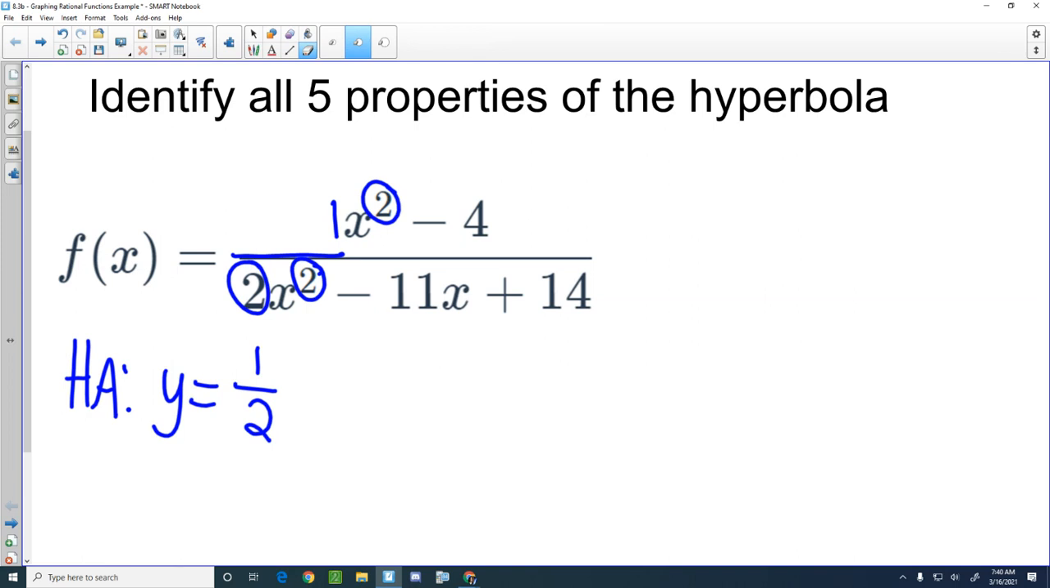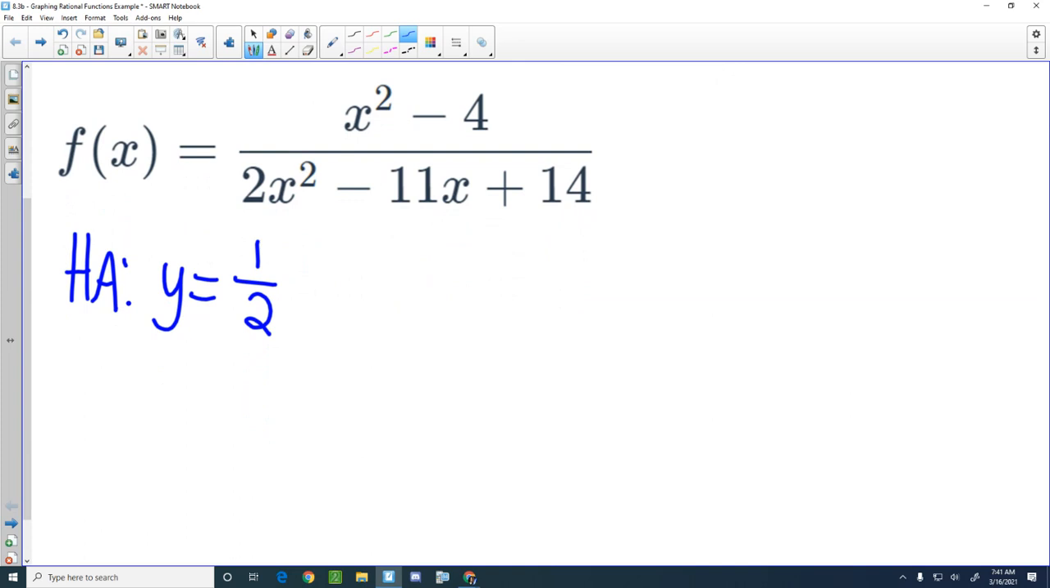So that's the first step. And that just comes from looking at the leading coefficients because the degrees were the same. If the degree in the numerator were smaller, it'd be at 0, at y equals 0. In this case, they're the same. And so we know we have a horizontal asymptote at y equals 1 over 2, 1/2.